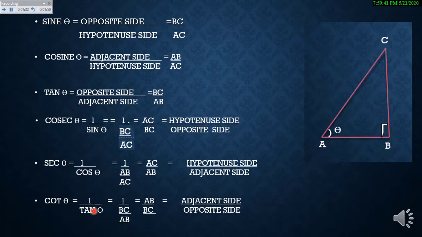Cot theta equals 1 by tan theta, that equals 1 by BC by AB. Now what is cot? Cot is the reverse of tan. Tan is opposite side by adjacent side. Cot is adjacent side by opposite side, and we can say cot theta as cos theta by sin theta also.